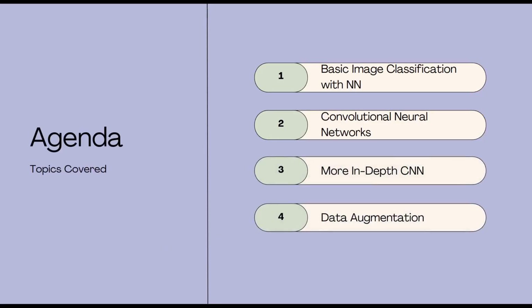So if we quickly take a look at what we've covered till now, we've covered basic image classification with neural networks, convolutional neural networks, and now this is the third tutorial, more in-depth convolutional neural networks. And then finally, the data augmentation. Keep in mind, this data augmentation is a continuation of the third tutorial, the more in-depth convolutional neural network.